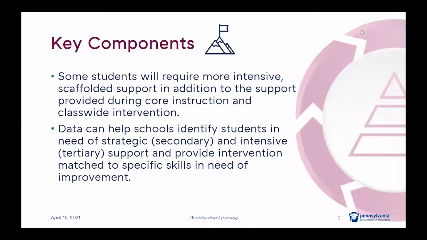Data can help schools identify students in need of strategic, secondary, and intensive tertiary support and provide intervention matched to specific skills in need of improvement. Potential data sources may include, but are not limited to, universal academic and social emotional behavioral screenings, classroom data, formative assessments, and other sources. These data can help school teams identify students in need of additional supports.